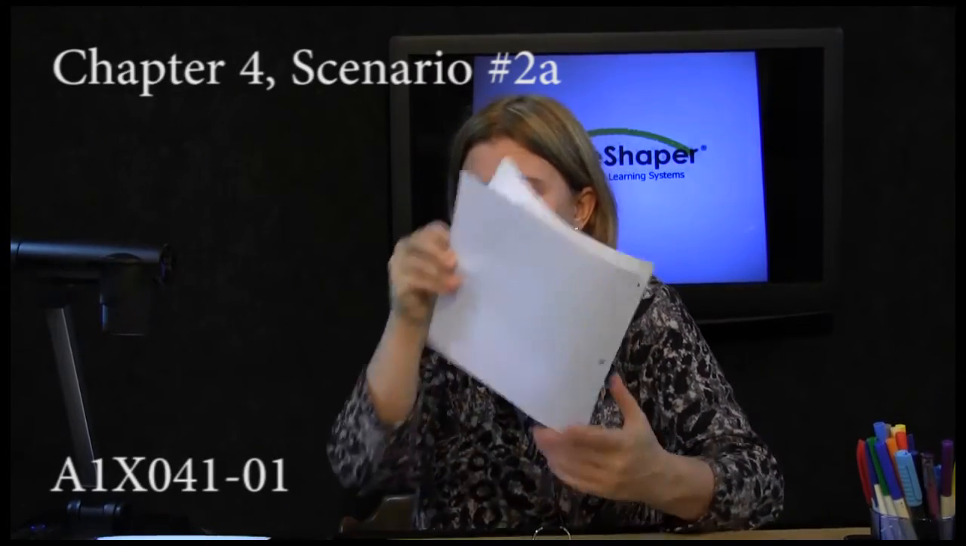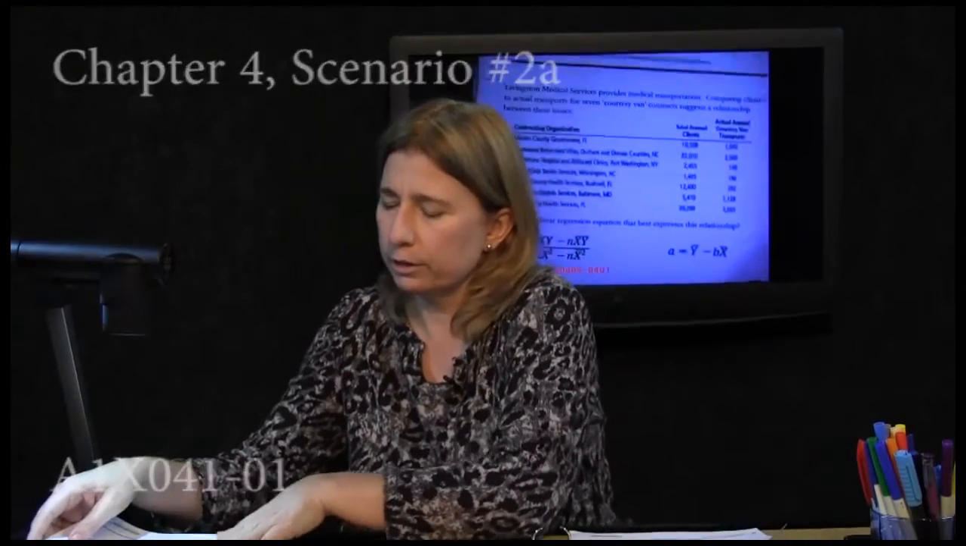Calculating a linear regression equation manually is a lot of scratch work, but none of the computations are terribly complicated. It's really just an issue of staying organized. Now let's look.